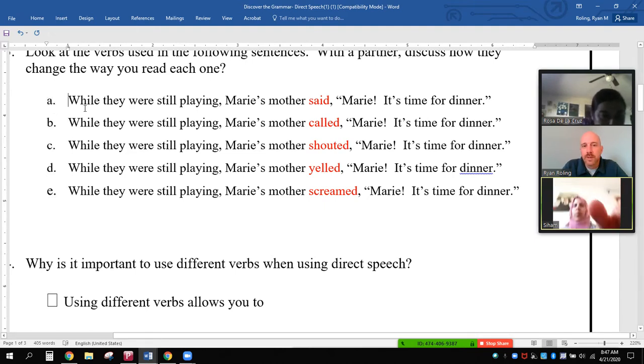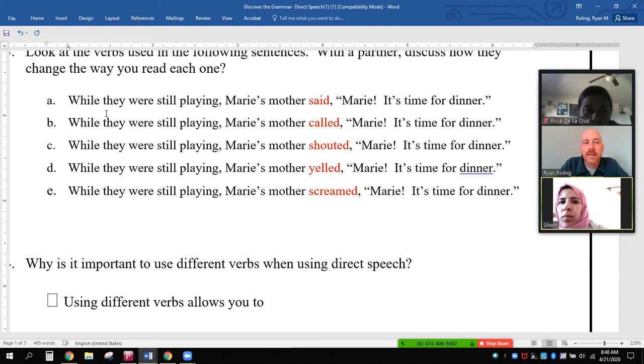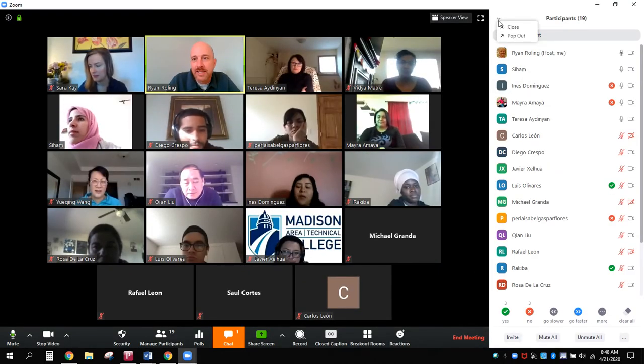So I'm going to read these sentences for you. Sentence A, if I'm a reader and I'm looking at the verb that the author used, I would say something like this. While they were still playing, Marie's mother said, "Marie, it's time for dinner." And then sentence B might sound a little bit different, and it might sound like this. While they were still playing, Marie's mother called, "Marie, it's time for dinner." Sentence C, while they were still playing, Marie's mother shouted, "Marie, it's time for dinner." And then I still have two kids who are sleeping, so I'm not going to do sentence D or E, but each time the verb changes how I read this sentence, and in what way does it change the way that I read that sentence?